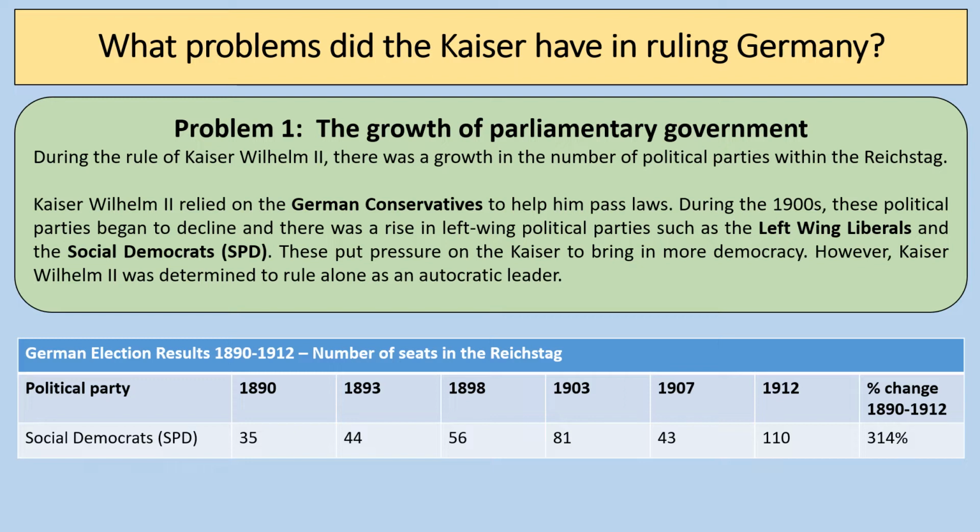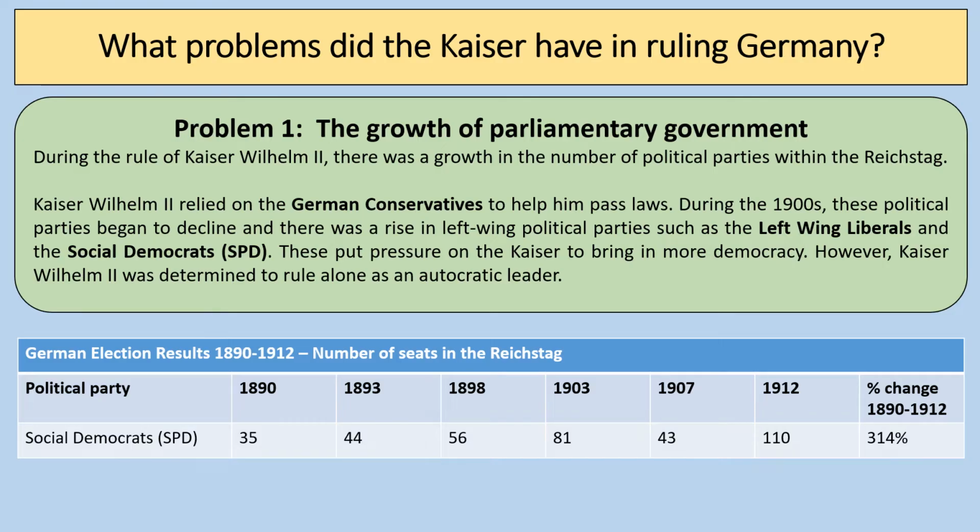So then the Kaiser had a number of different problems in ruling Germany during this time. His first problem was the growth of parliamentary government. And this basically, we're sort of seeing Germany as a developing democracy during this time. Now, the Kaiser himself relied on what were called the German conservatives to help him pass different laws. And basically during the 1900s, these types of political parties began to decline. There was a rise in left-wing political parties, such as left-wing liberals, and of course the Social Democrats.